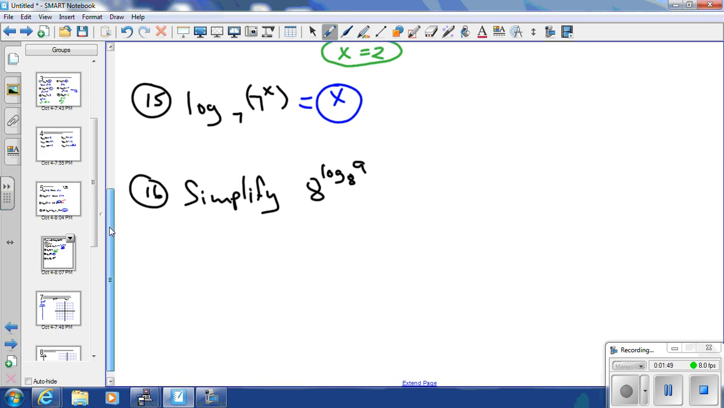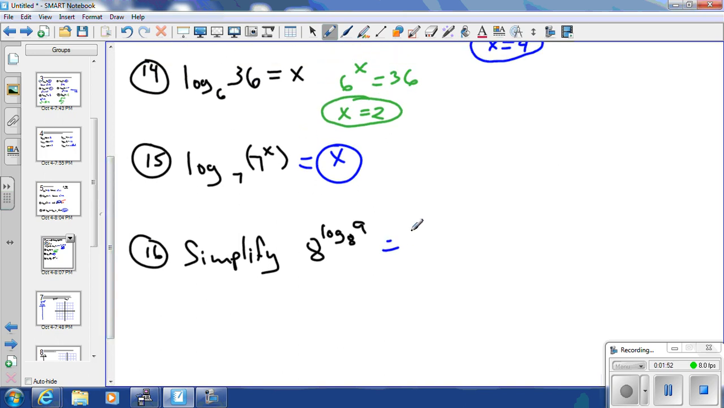Here we have one using the last property. 8 to the power of log base 8 of 9. So first thing we should probably do is take a look at what log base 8 of 9 means. Log base 8 of 9 is going to equal some number. And whatever it equals, 8 to that power is going to give you 9. Well, imagine this says y. 8 to that power will equal what? It's going to equal 9. So you should review those, try and make yourself as familiar with those and as comfortable with those as possible.